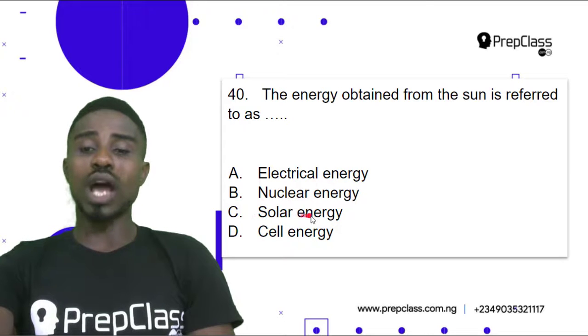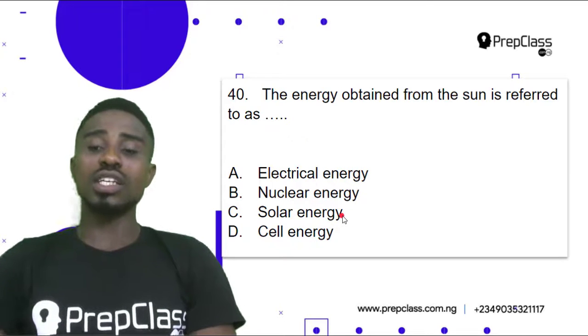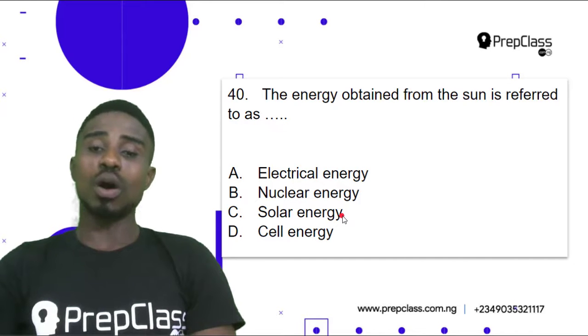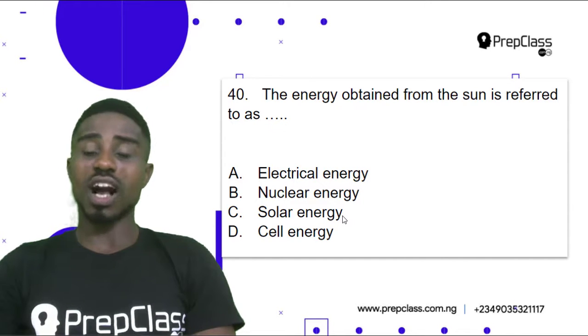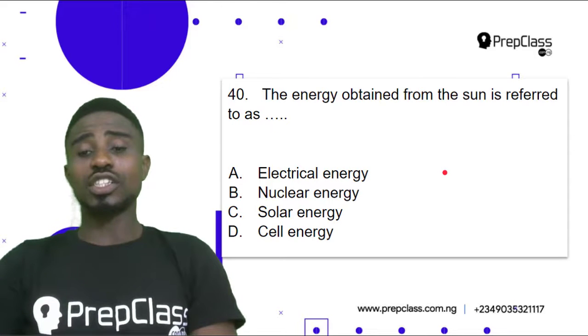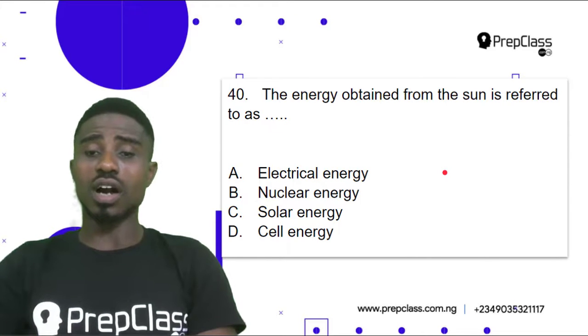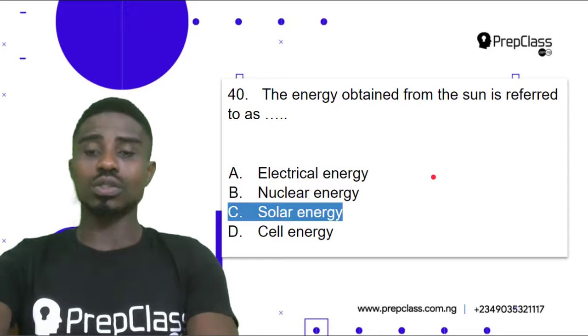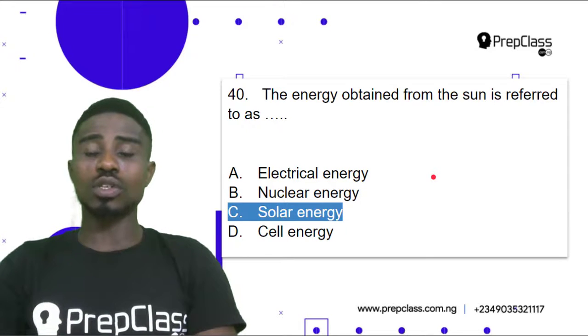Option C, solar energy. So solar energy is actually our correct answer. So option C is our correct answer. Cell energy is not our correct answer. Our correct answer is solar energy, option C. Let's check it out. Question 40, option C, solar energy, is the correct answer.